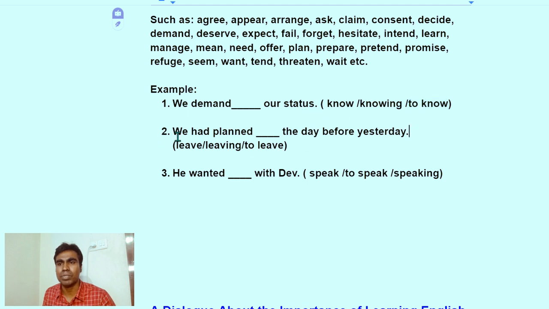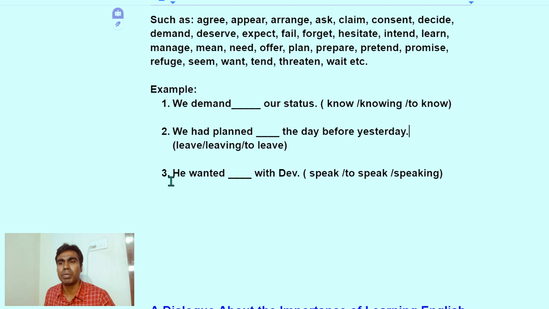The next example is: we had planned blank the day before yesterday. Some options are live, living, to live. Which one is best to put here? We had planned to leave the day before yesterday.